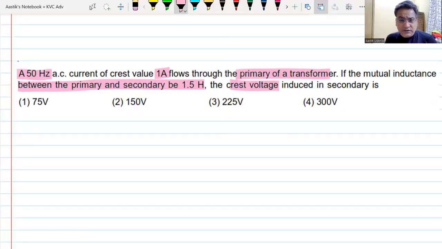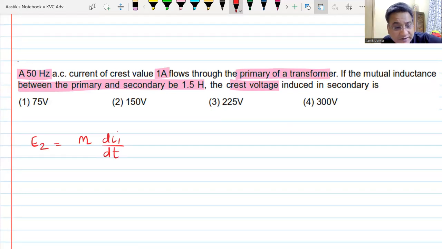So how are we going to solve this question? Remember, this transformer works on the principle of mutual inductance. The current in the primary is changing, and because of that, the flux in the secondary is changing. So this is a revision of mutual inductance. The EMF induced in the secondary coil will be M into dI1 by dt, where dI1 by dt is the rate of change of current in the primary coil. This is what you must understand.